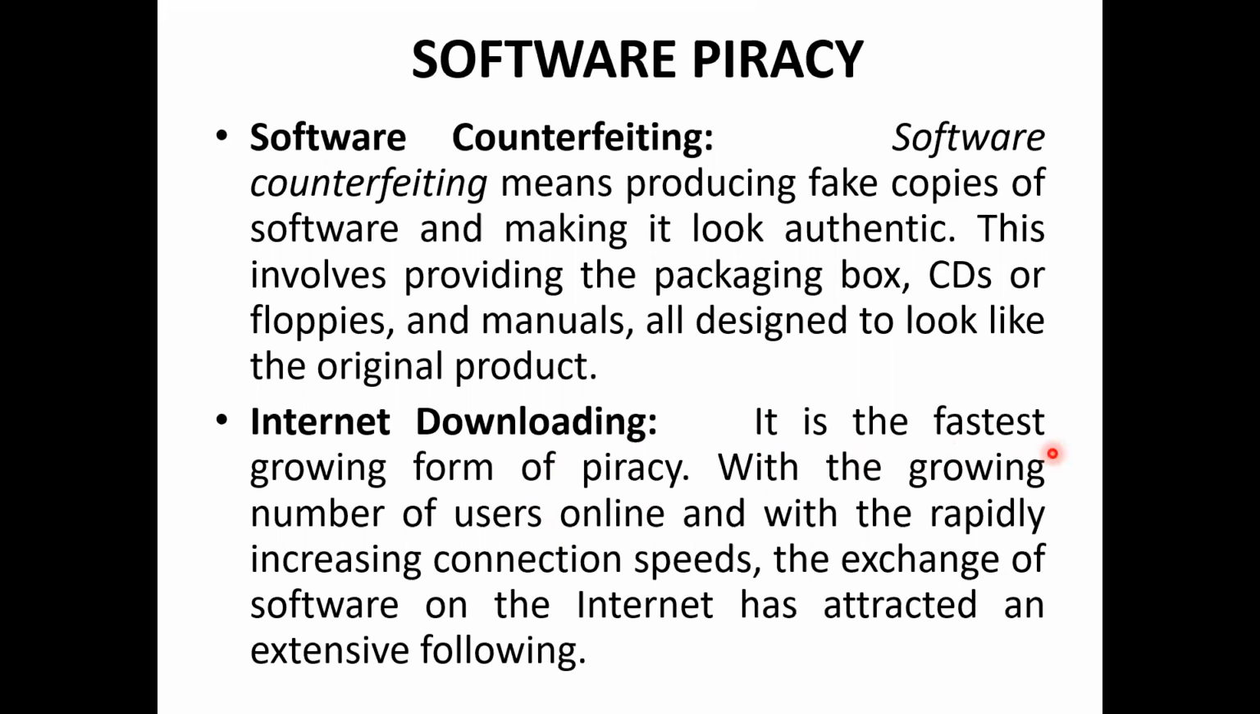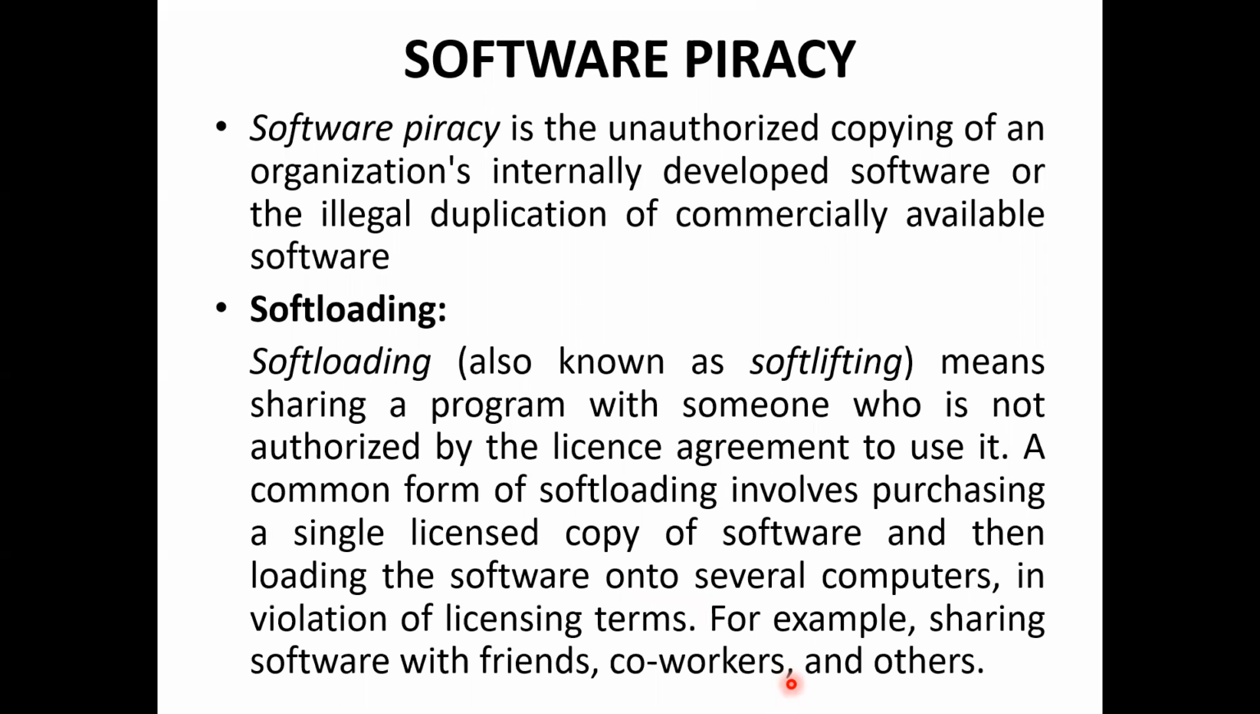Then internet downloading. It is the fastest growing form of piracy. With the growing number of users online, with rapidly increasing connection speeds, the exchange of software on the internet has attracted an extensive following. So what is happening here is that on the internet, videos and movies are also copied. Pirated movies and pirated software are available, so you can download them from there.